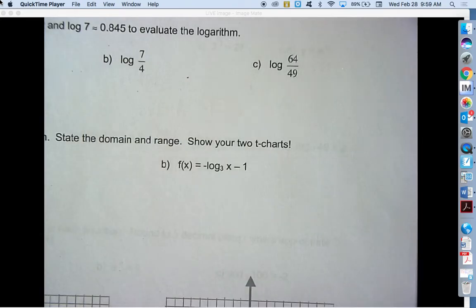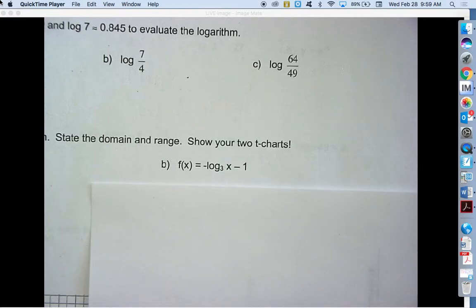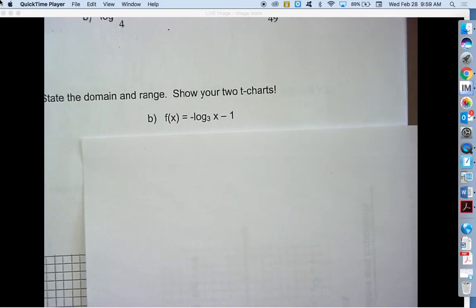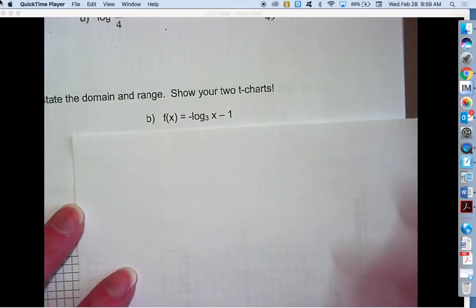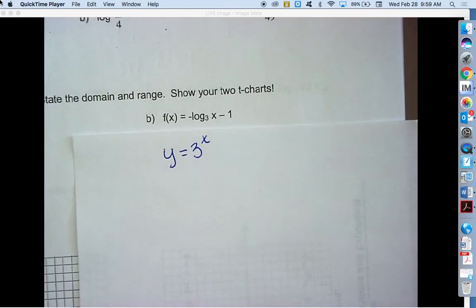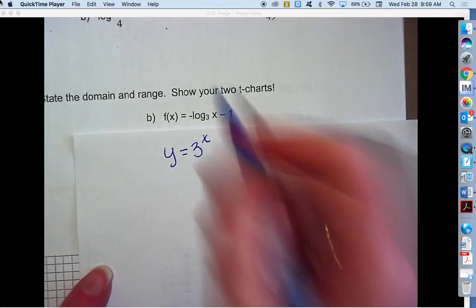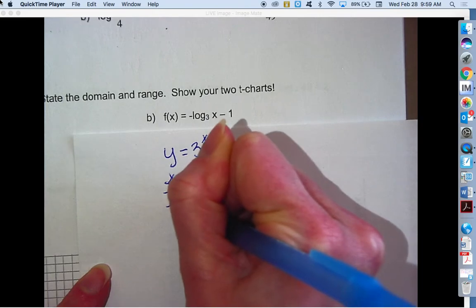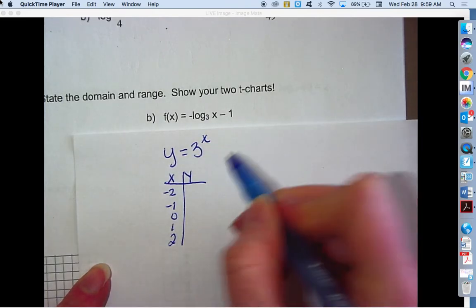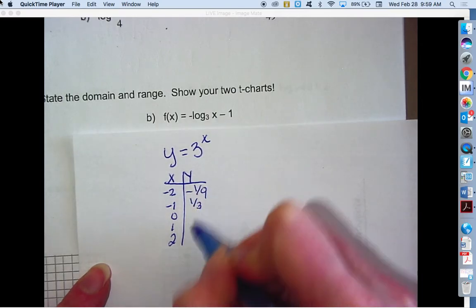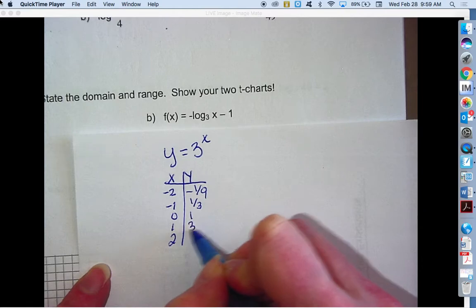Now let's go with B, 9b. So number 9, we have negative log base 3 of x, and then it says minus 1. So the first thing that we need to think about would be graphing the exponential equation, and that would just be the base to the power of x, which you should already have the t-chart right next door. So Izza, do you have that t-chart for letter A complete? Yeah. What do you have? Negative 2, 1/9, negative 1, 1/3, 0, 1, 1, 3, 2, 9.